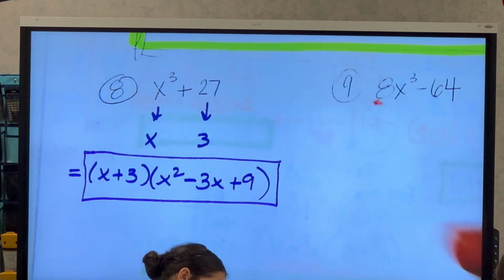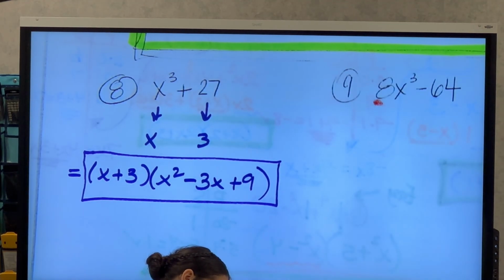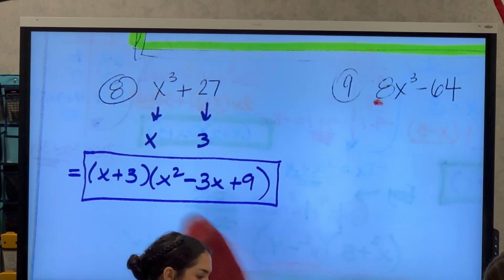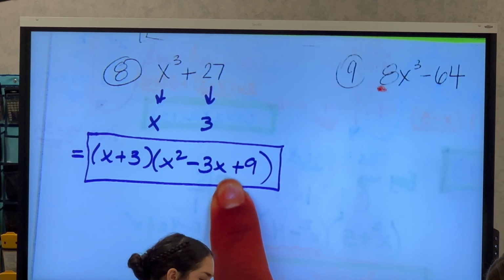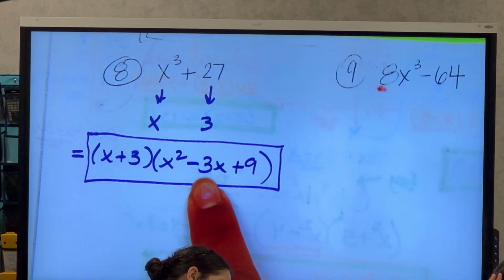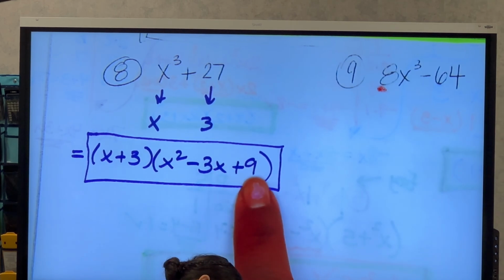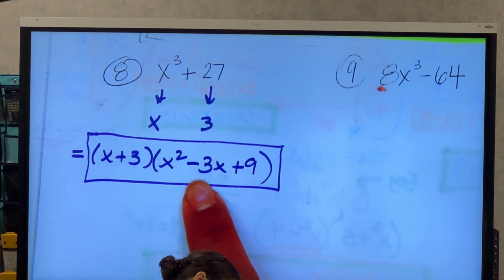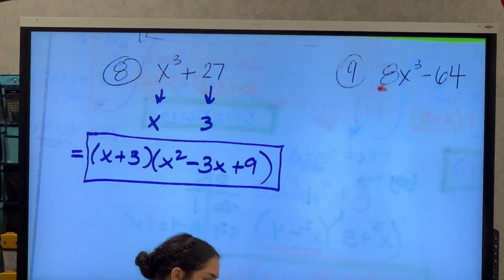That trinomial, x squared minus 3x plus 9, no matter what it is, anytime you are factoring a sum or difference of cubes, this will not be factorable. And even if we check it right now, two numbers that multiply to 9 and add up to -3, there is no such thing. There's no combination of numbers that do that, so it's not going to be factorable, and it never will be for those. Okay, so at least knowing that is kind of nice.